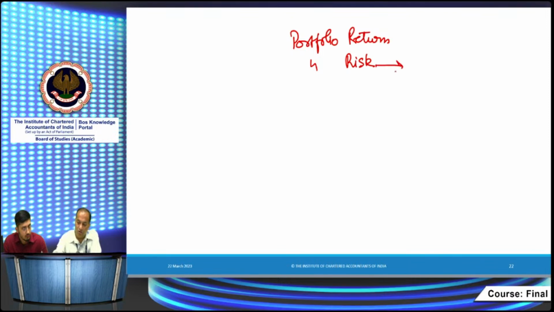Now when we talk about risk, there are basically two types. One is systematic and another is unsystematic.